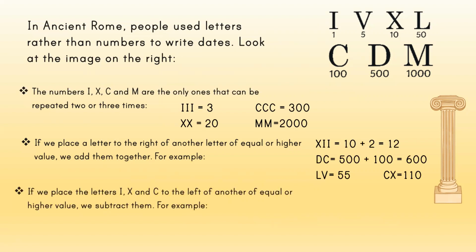What they would do is they would place the letters to the left of another of equal or higher value to subtract. Okay, so I X, or IX, would have been 10 take away 1, which would have equaled 9, and XL, so that would have been 50 take away 10, would have made 40.